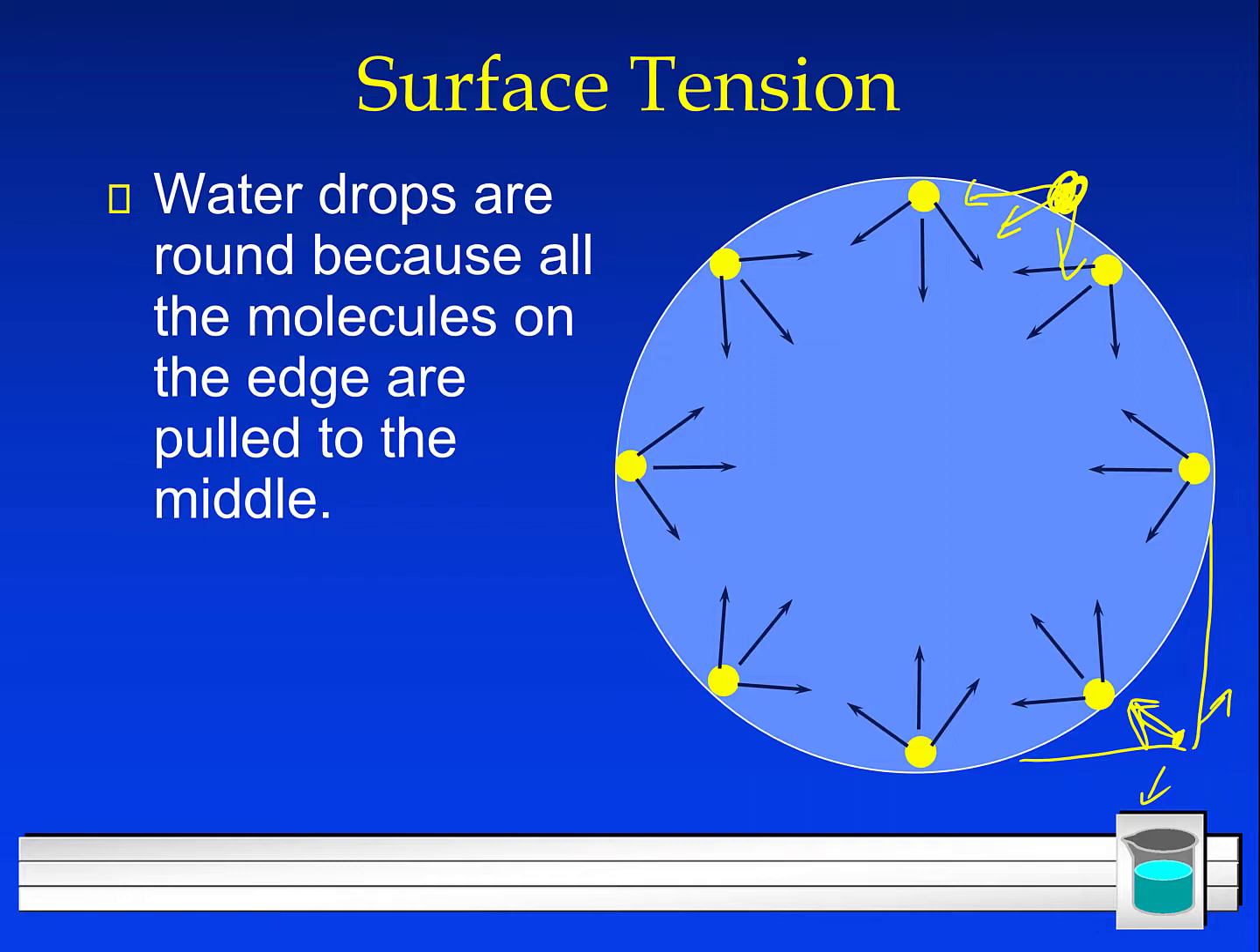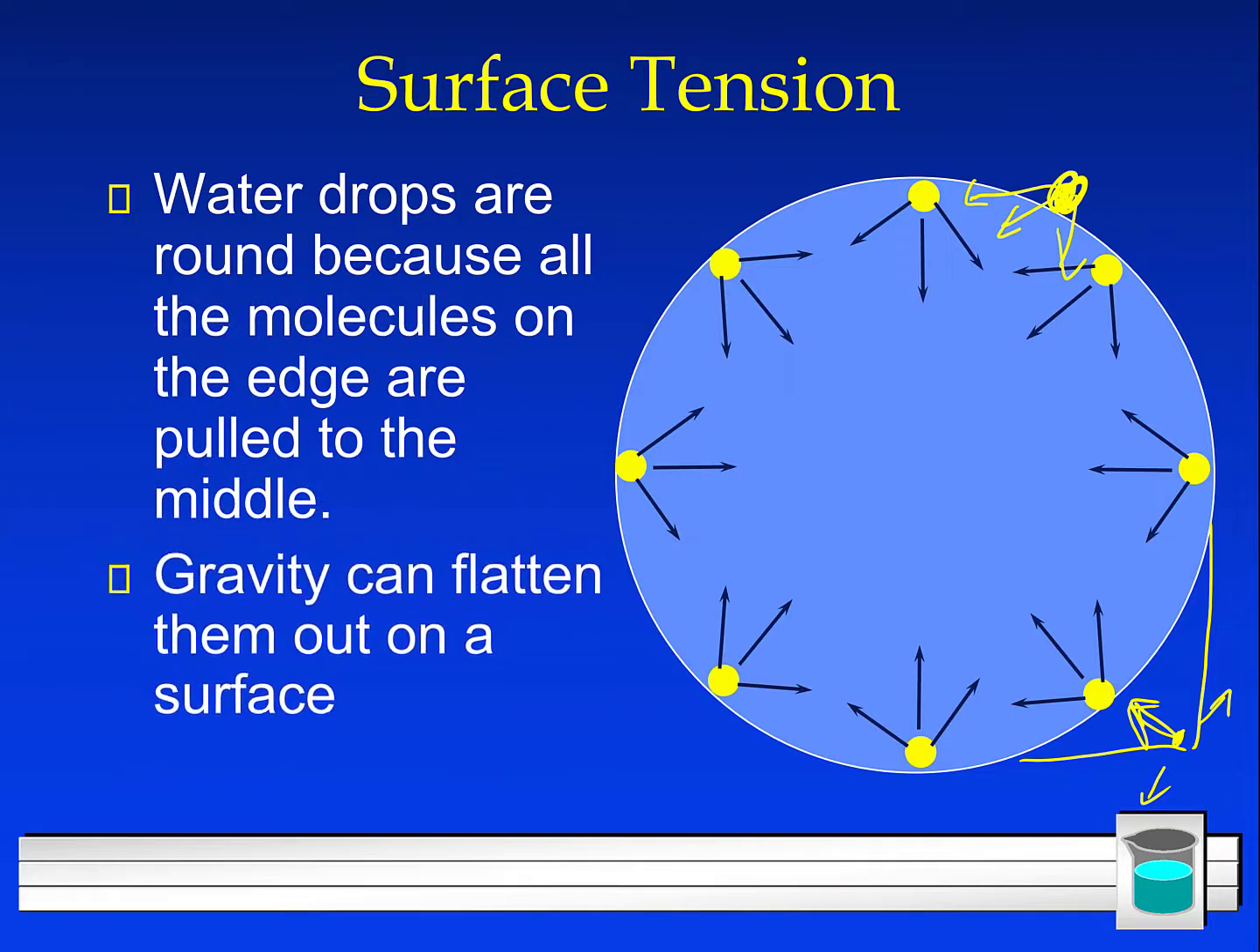So if you ever watch while things get wet, the drops run into each other, they get bigger, they stick to each other, they always have round edges. That's because of surface tension. Now, if you do it on a car, they're flattened out, not perfectly round, because gravity flattens them out, so you get flat round drops.